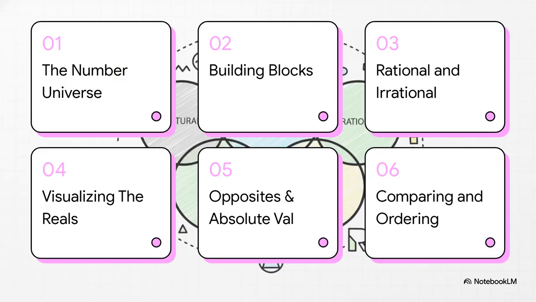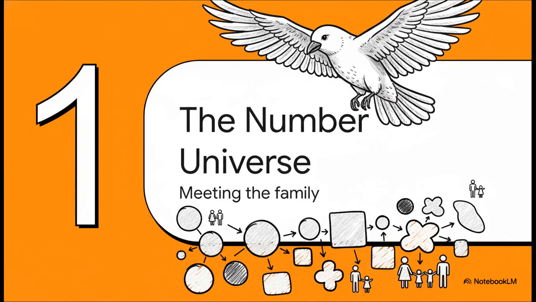So here's our roadmap for today. First, we'll get a bird's eye view of the whole number universe. Then, we'll look at the basic building blocks, the integers. After that, we'll see where the family tree splits in two with rationals and irrationals. We'll visualize the whole thing, talk about opposites and absolute value, and finally, learn how to put all these numbers in their proper place. All right, let's dive right in.